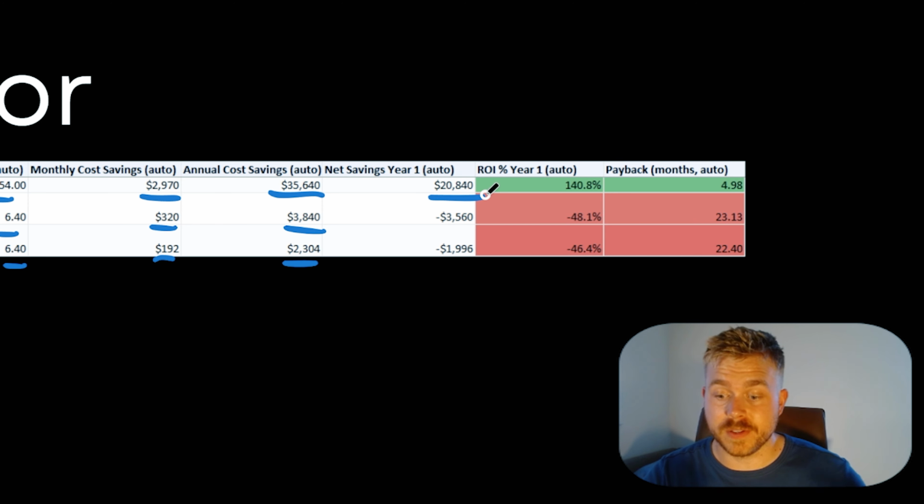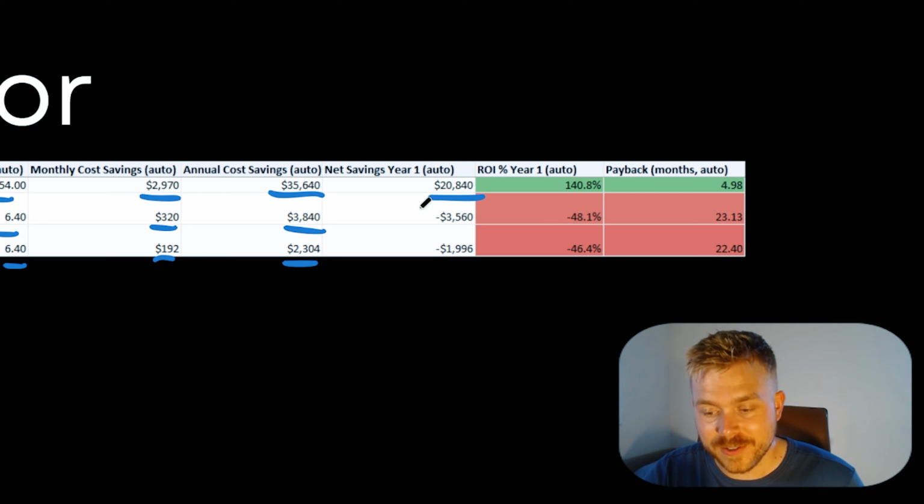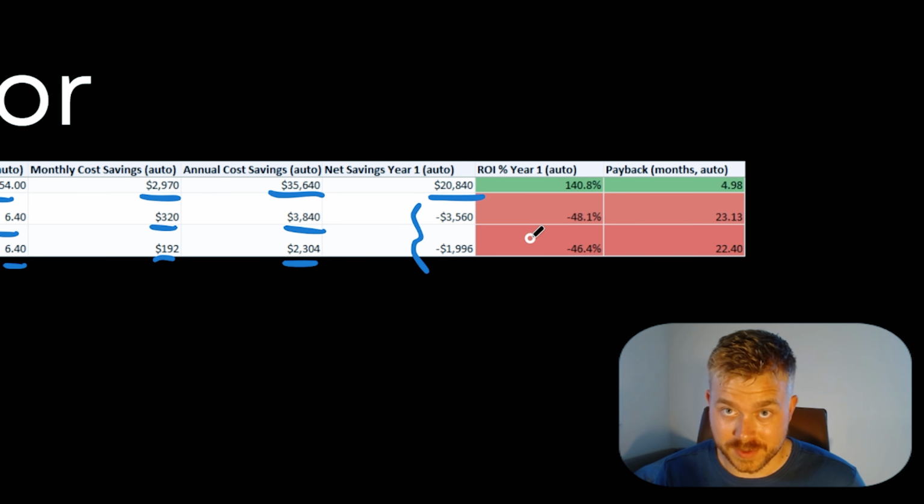So this is what they're saving in total. This is $20,840. So a massive amount. And then what you'll notice after is that they actually aren't saving any money if we're implementing the other two systems, right? This is why it's so important to do an ROI calculation on these processes, because we're not providing value, and this implementation will fail if they don't see value from it, right?